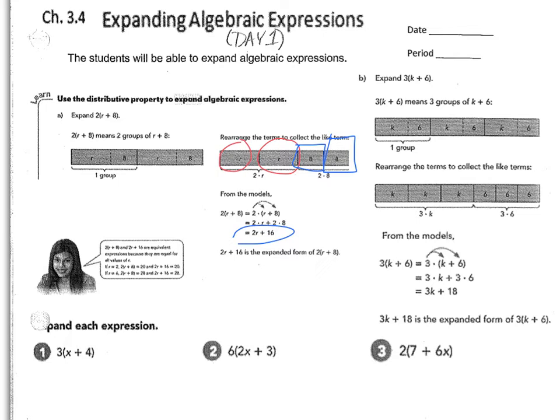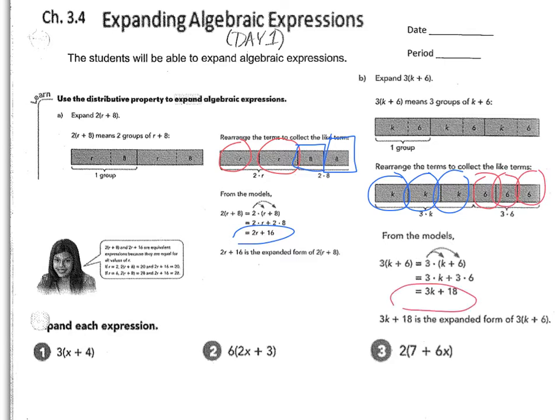Again, so if we have three groups of k plus 6, we write down k plus 6, k plus 6, k plus 6, and then we combine our like terms. I have 1, 2, 3 k's, and we have 1, 2, 3 6's, so that gives us 3k plus 18.